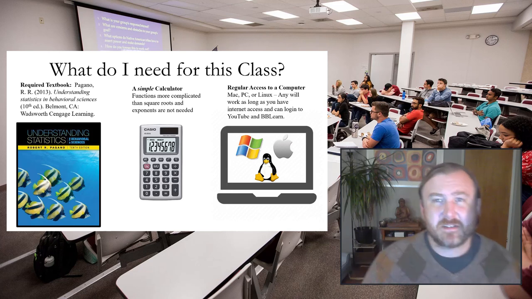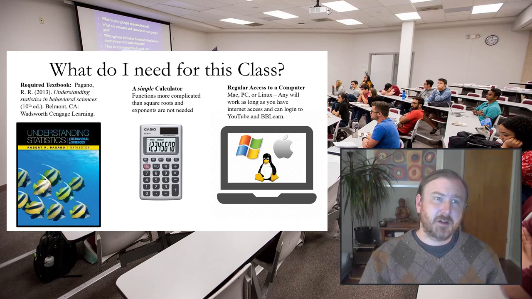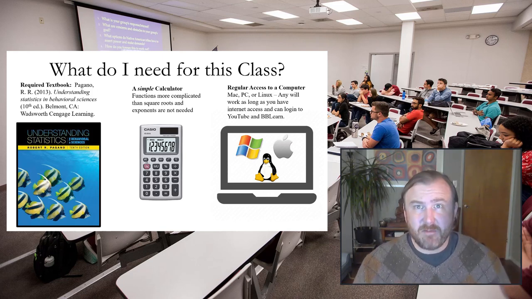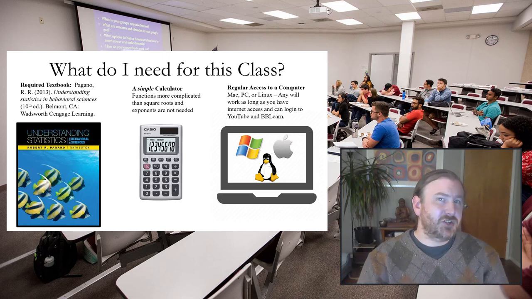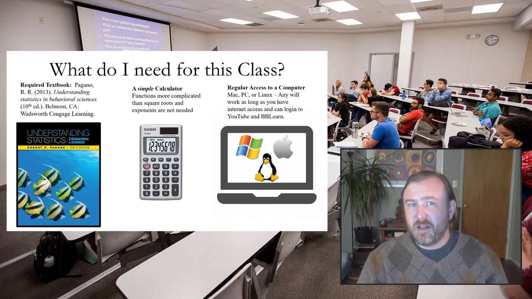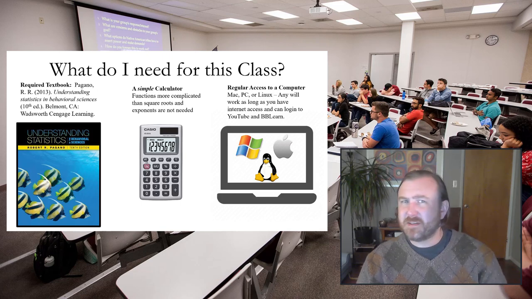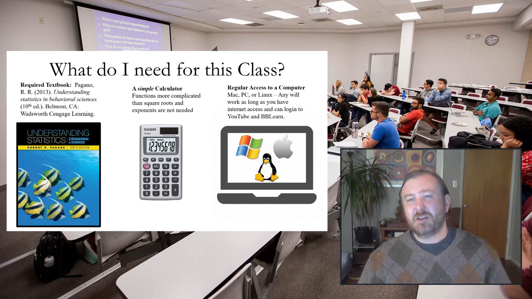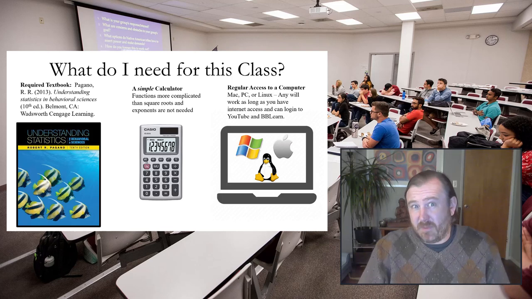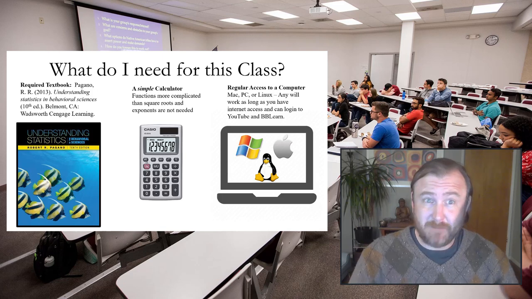So what are you going to need for this class? Well, pretty much you need three things. You're going to need the required textbook, which is Understanding Statistics for the Behavioral Sciences by Pagano. Now, this is the 10th edition. If you can find a cheaper version, like the 9th edition, that's cool. You can get that one. But just know that anything that I may reference in that book, in the homework or the lecture quizzes or anything, the page numbers might not match up exactly. But the content shouldn't really change that much. I mean, statistics hasn't changed much since I was an undergraduate.